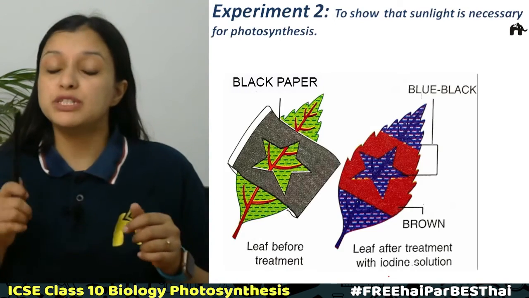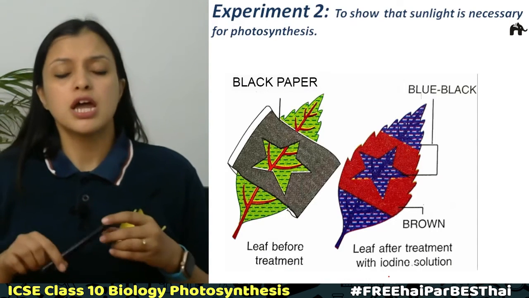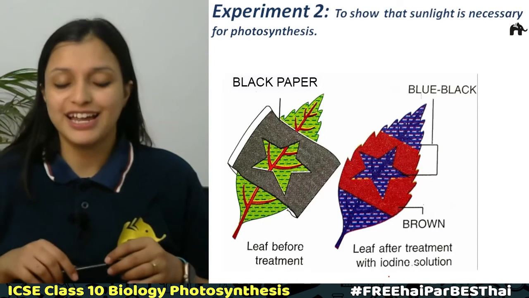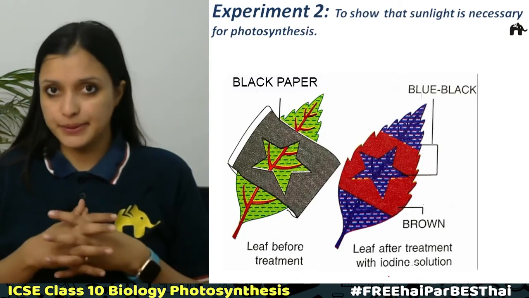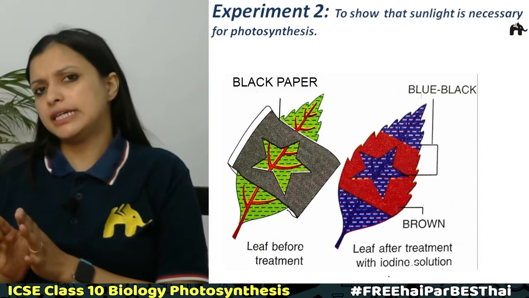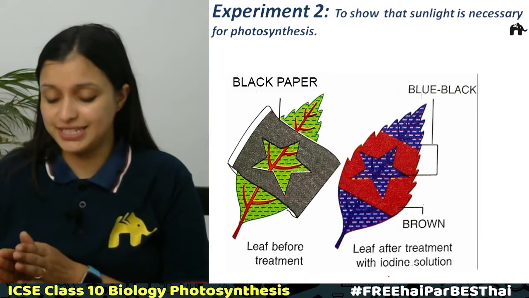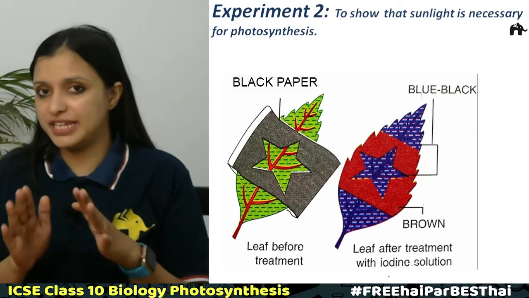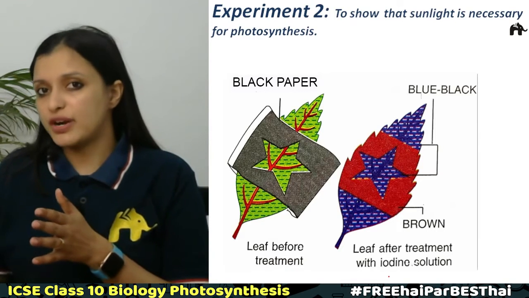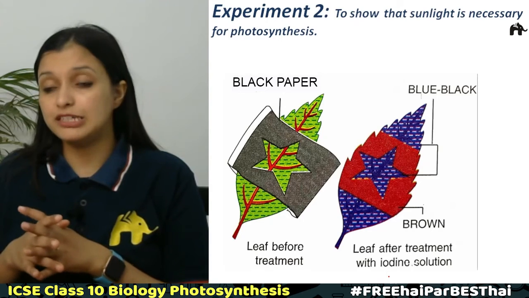Now experiment 2 is to show that sunlight is necessary for photosynthesis. So we know that sunlight is also necessary. So let us prove that. We will take a plant, we will first de-starch the plant. I am not explaining again and again how to de-starch and how to perform the iodine test, but I know now you are very clear. We'll keep it in the dark for some time, for 24 to 48 hours. So that will lead to the de-starching of that plant's leaves.